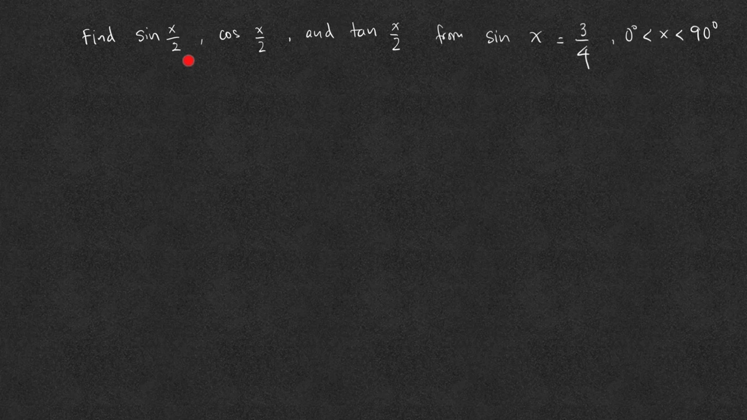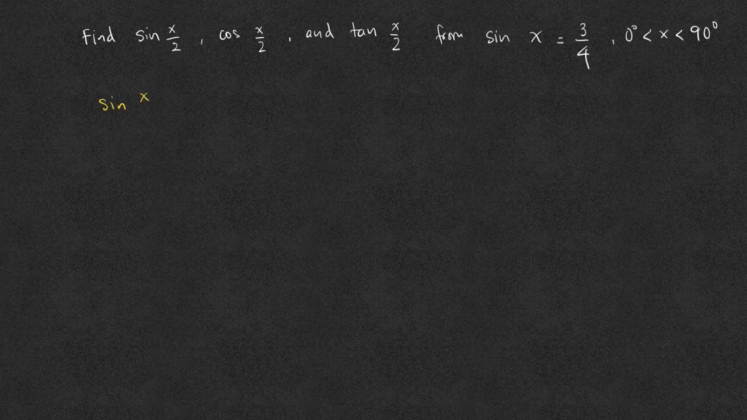Find sine of x over 2, cosine of x over 2, tangent of x over 2 from sine of x equals 3 over 4, where x is an angle between 0 and 90 degrees, exclusive. Because we know something about x, we have the exact value for sine of x, which is 3 over 4. We are asked to evaluate sine, cosine, and tangent of half of x. So we will use the half angle formula.